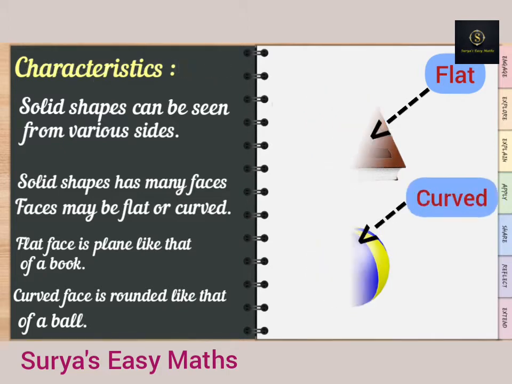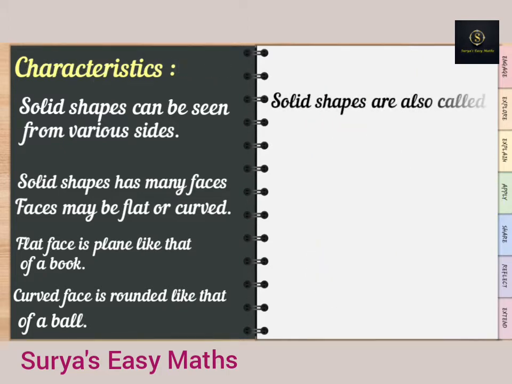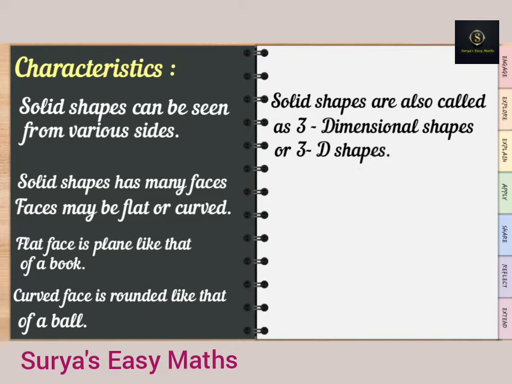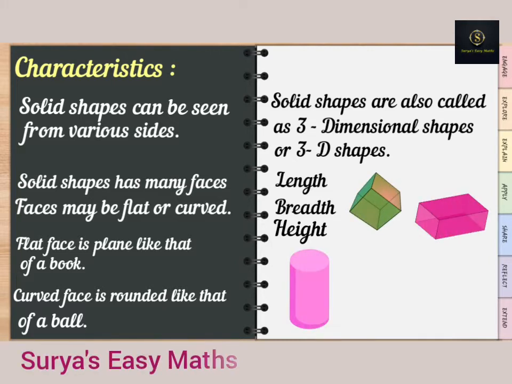Now next, let us see. Solid shapes are also called three-dimensional or 3D shapes, because these shapes have length, that is depth, breadth, that is wideness, and height. A cube, cuboid, cylinder, cone, and sphere are all solid shapes. So children, these all are important characteristics of solid shapes.